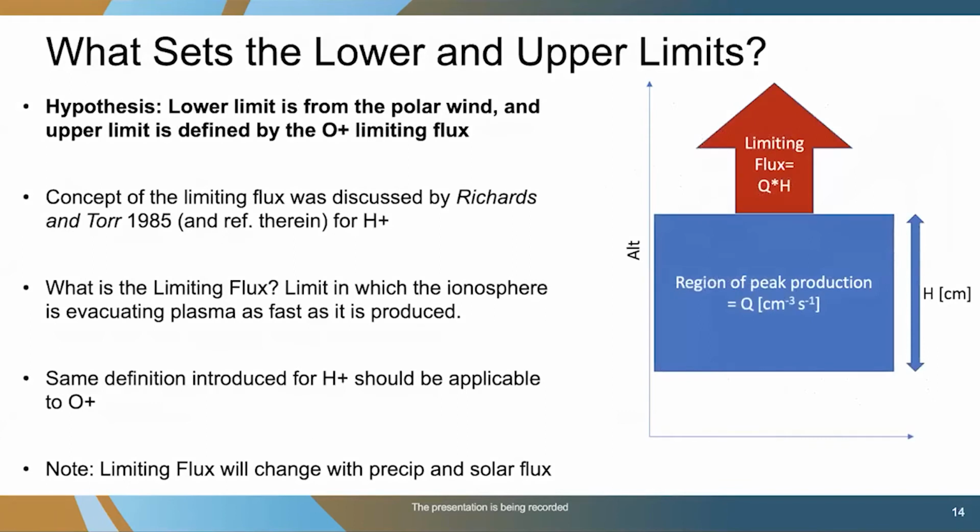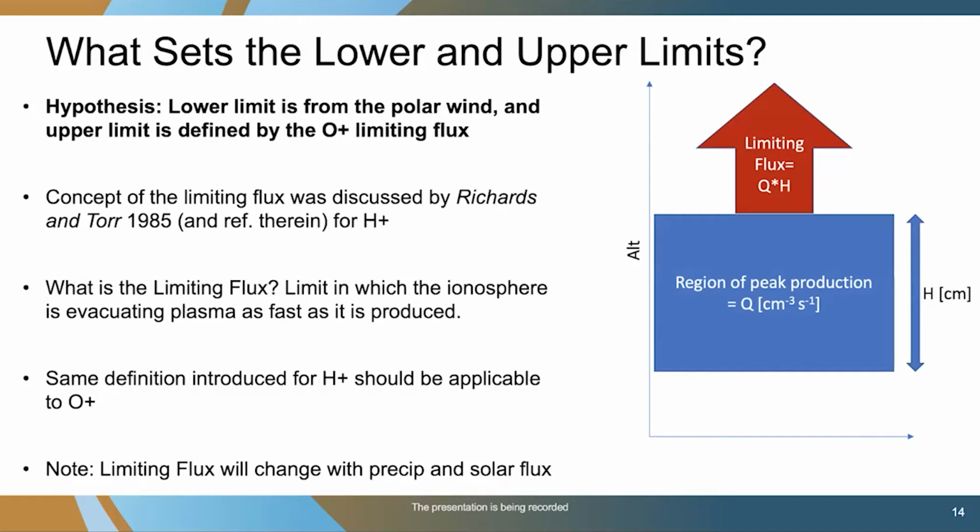In terms of what sets the upper and lower limits, one of the things I found pretty useful when doing this work is to think about what could be doing that. One possibility for the lower limit is the polar wind. The polar wind is flowing out all the time and is not as affected by some of these energy inputs. But there's also an interesting concept of the limiting flux, which is discussed in a lot of detail by Richards and Torr and references inside of that paper.